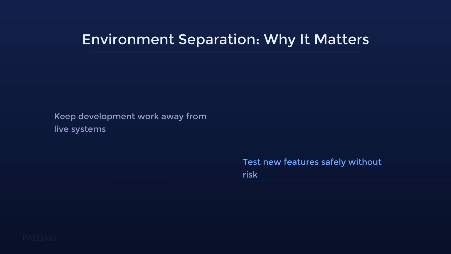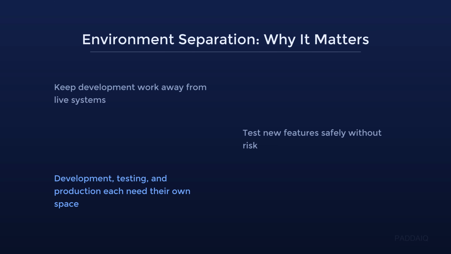Test new features safely without risk. This means trying updates in an isolated environment where mistakes will not impact your live business operations. For example, a developer can test a new application integration in a development space without affecting the production system used by customers. This controlled approach ensures your core business remains stable and secure.